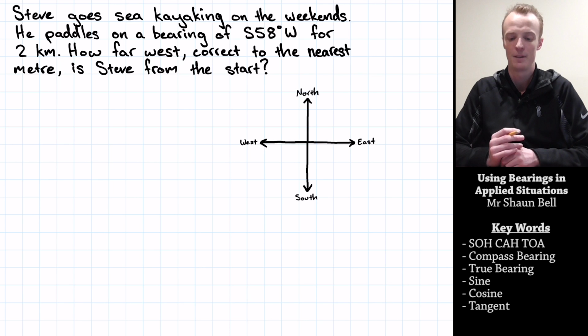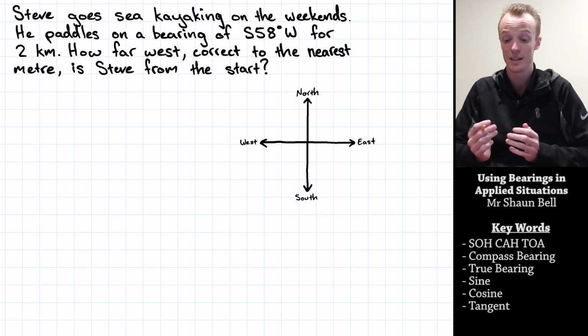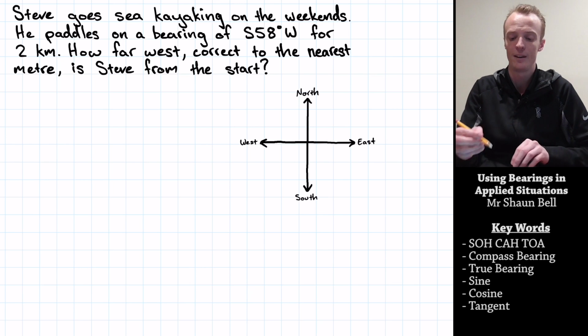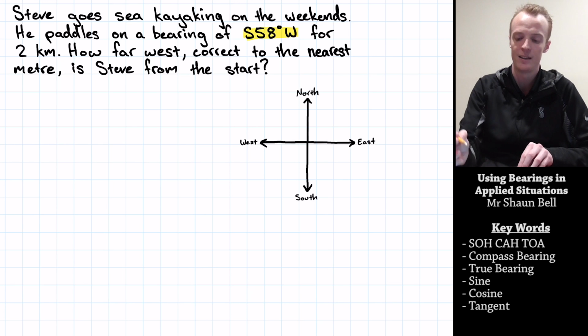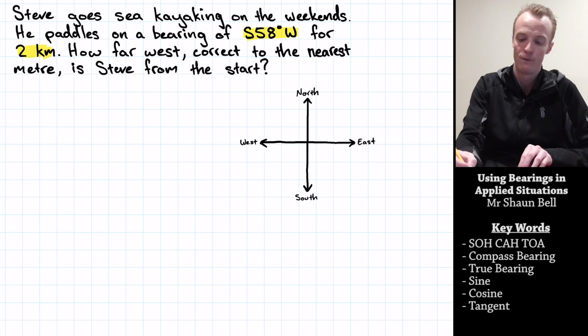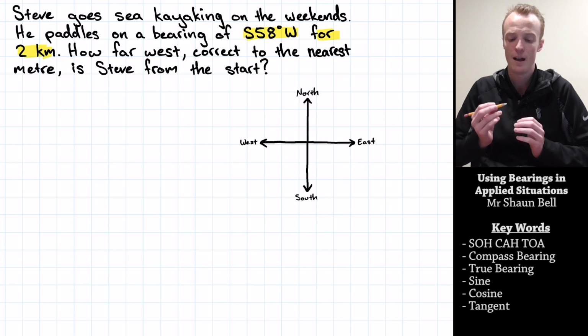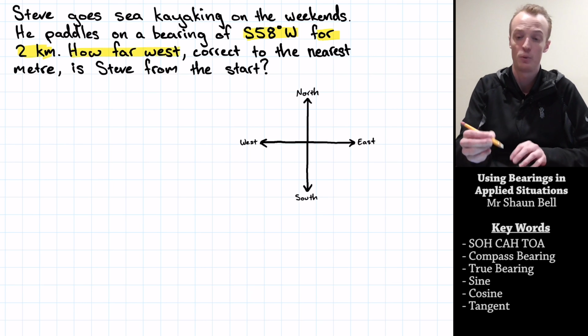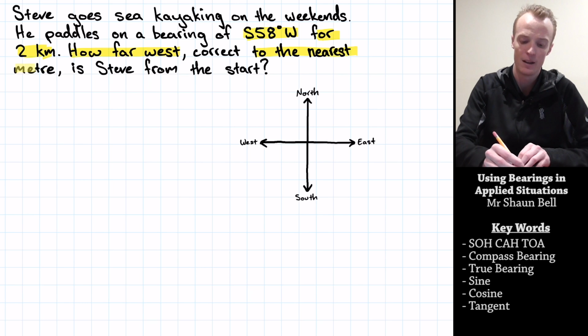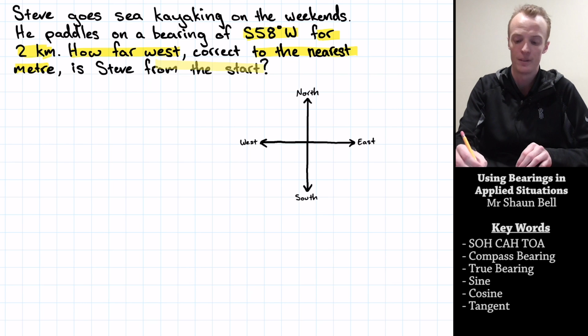Now just like last time, let's start by highlighting the important bits of information and getting rid of the guff. Now in this case, Steve goes sea kayaking on the weekends. Not really important for us. He paddles on a bearing of south 58 degrees west. That is important. For 2 kilometres. Once again, very important. How far west? That's what it's asking us. How far west to the nearest metre is Steve from the start?